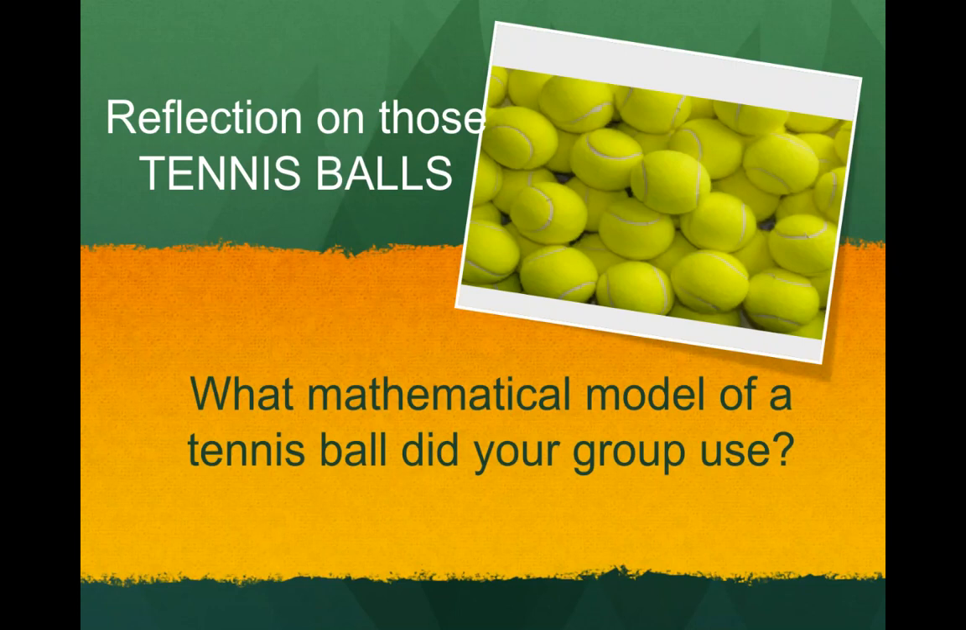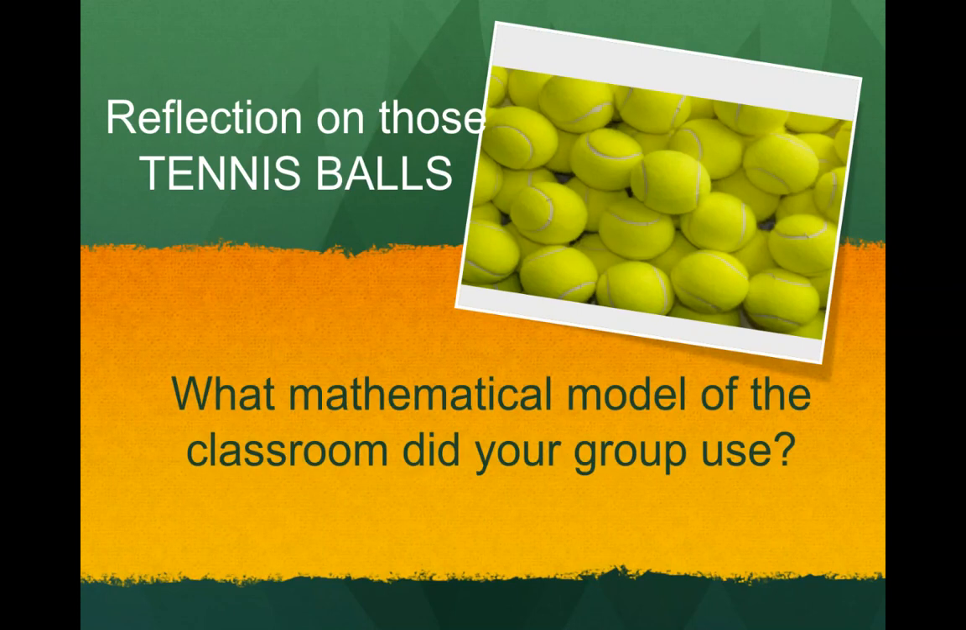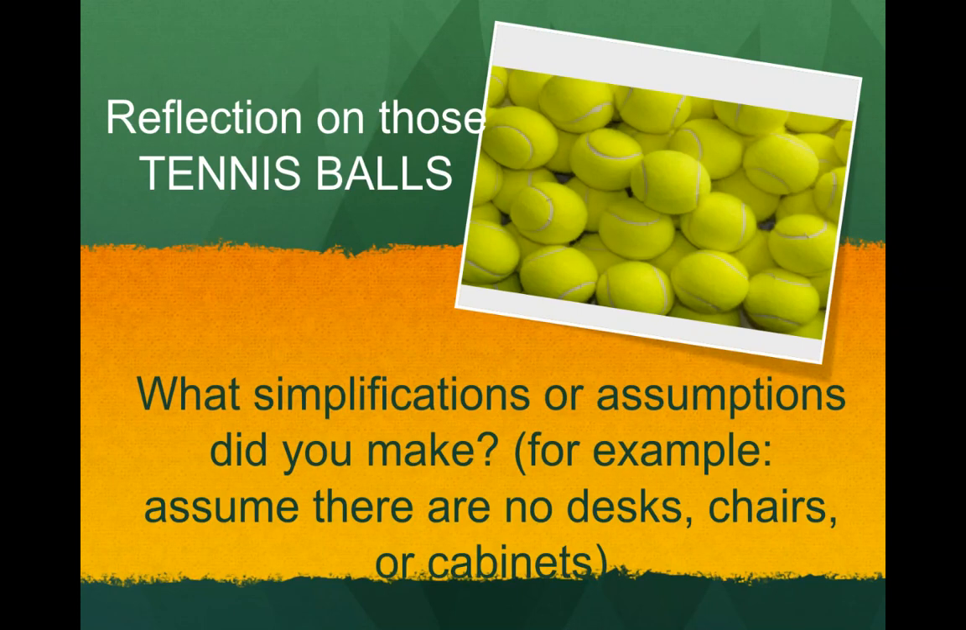So what mathematical model of a tennis ball did your group use? I kind of gave you an example right there, didn't I? Looks like I hit it twice. What simplifications or assumptions did you make?